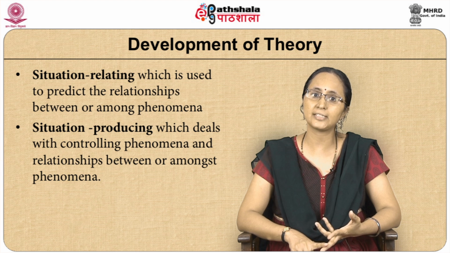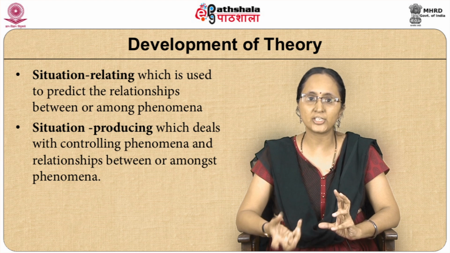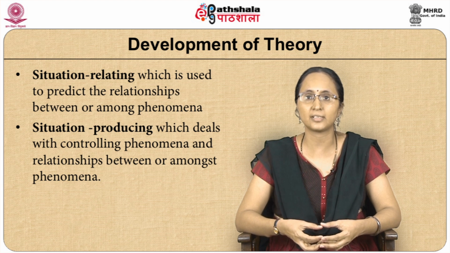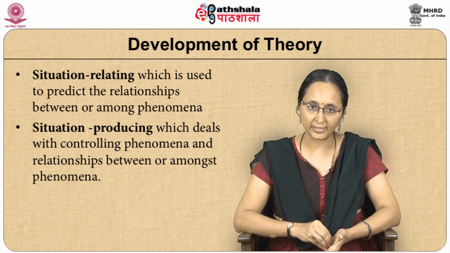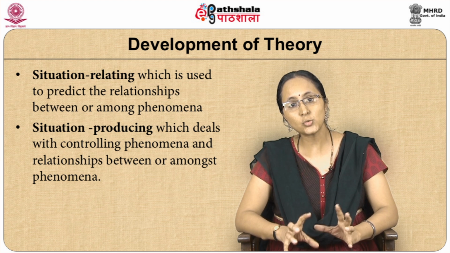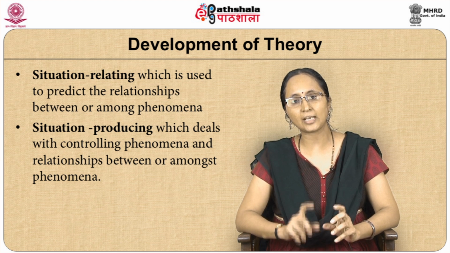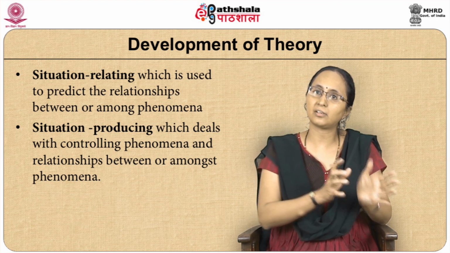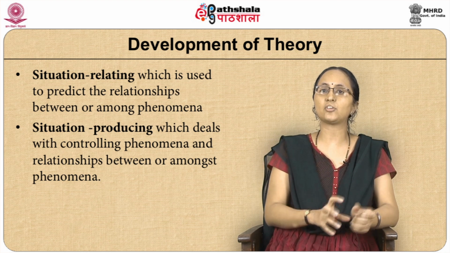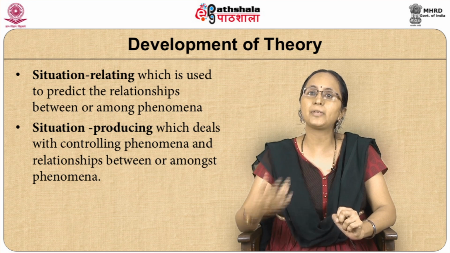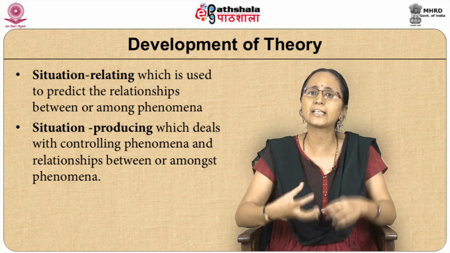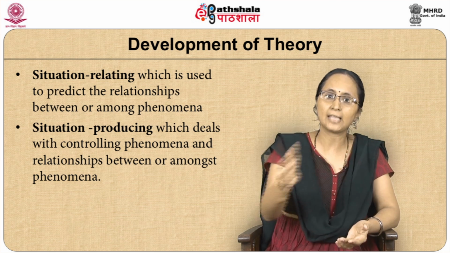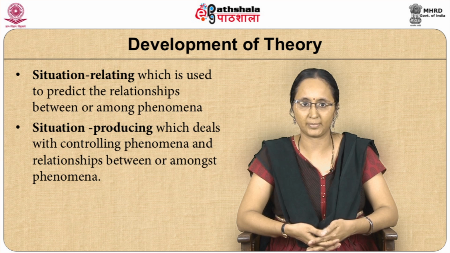The third level of theory development relates to predictions of relationships between or amongst phenomena and is known as situation relating theory development. And the fourth level of theory is situation producing theory development, which deals with controlling phenomena and relationships between and amongst phenomena. So, where we have an independent variable and a dependent variable, and you are controlling something, maybe where you have a pre-post experiment, where you are giving some kind of external awareness or a program where you are controlling one of your variables, that would be a situation producing theory development.